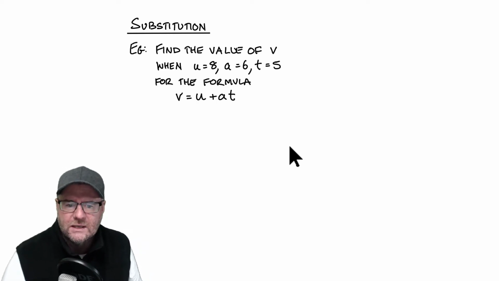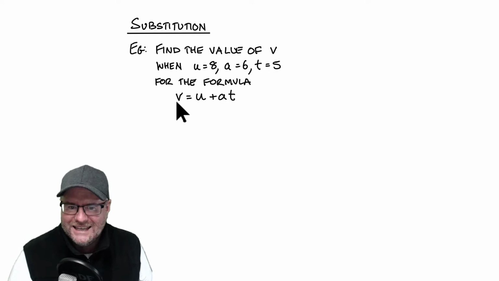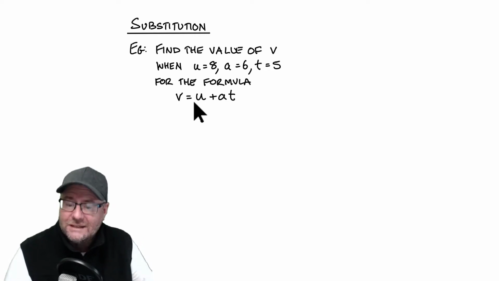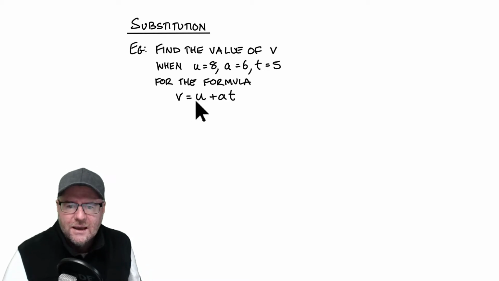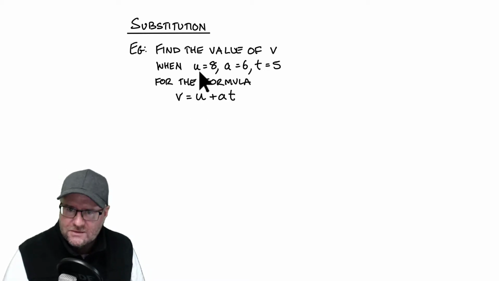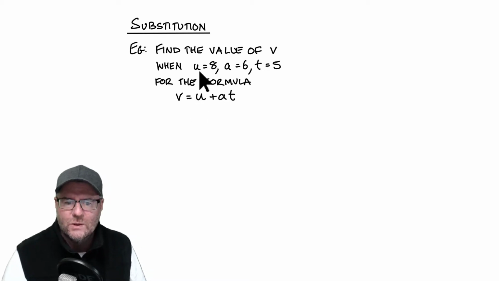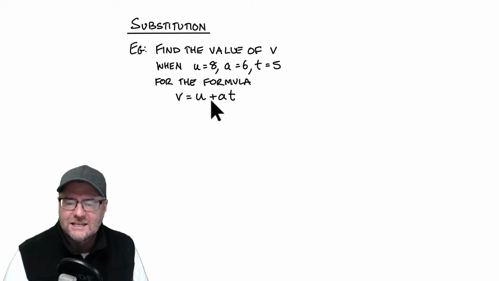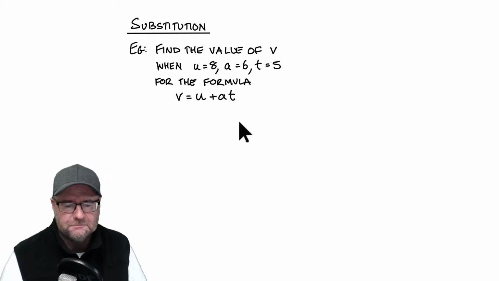So here's our question. We're given this formula, V equals U plus AT. It's got a lot of pronumerals, a lot of letters standing in for numbers. But for many of these numbers, we're given some values in this question. U equals 8, A equals 6, and T equals 5. So all I need to do is find the corresponding letters in the formula and substitute these values in.